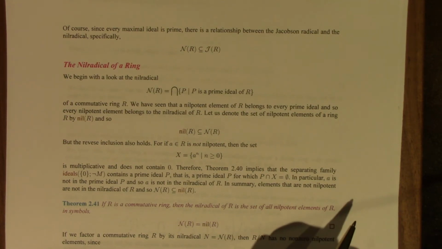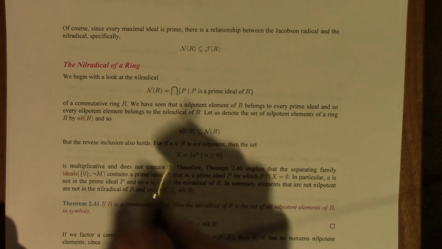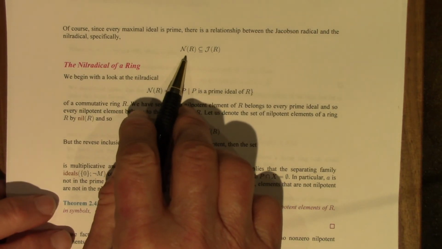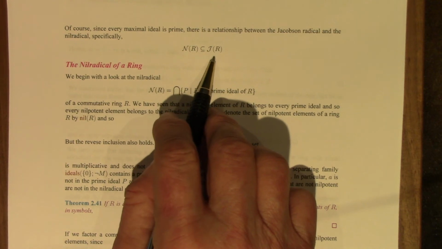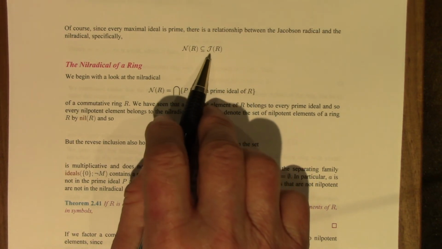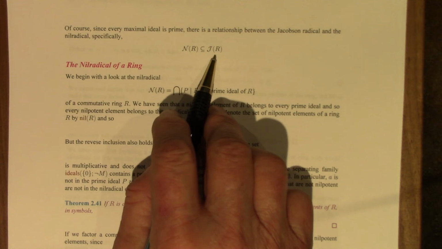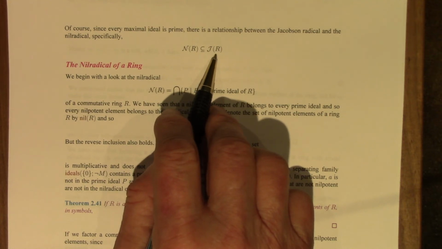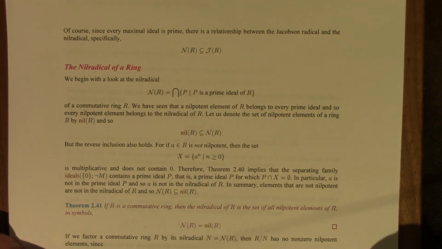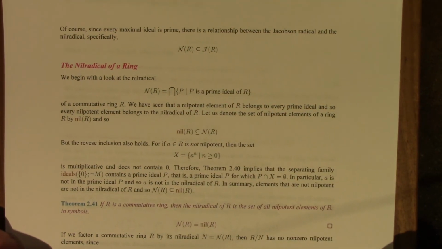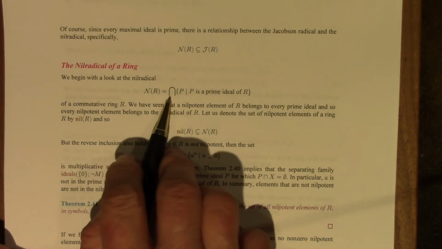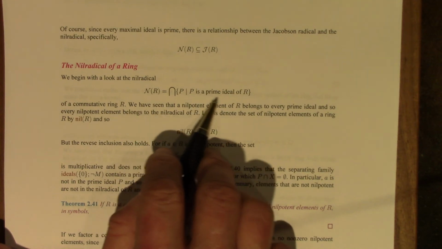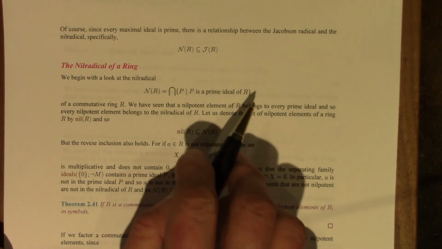Of course, since every maximal ideal is prime, the intersection of the prime ideals is contained in the intersection of the maximal ideals. Okay. Because the Jacobson radical is an intersection of some prime ideals. So let's look at the nil radical first. And so N of R is the intersection of all P such that P is a prime ideal of R.